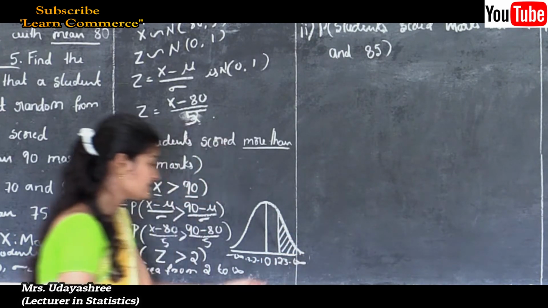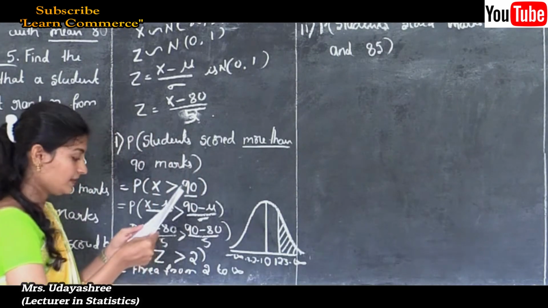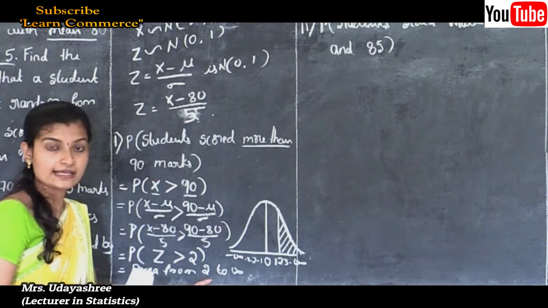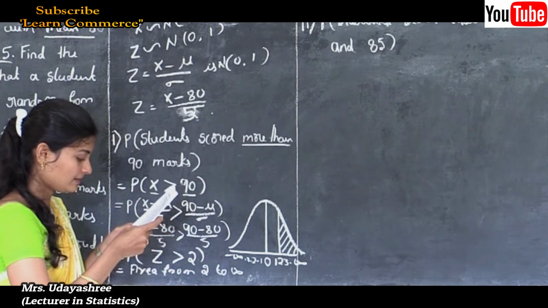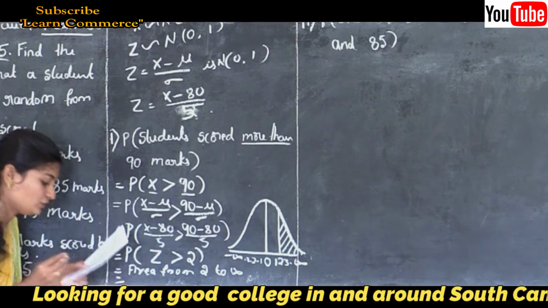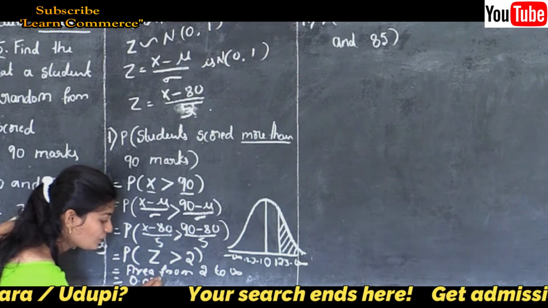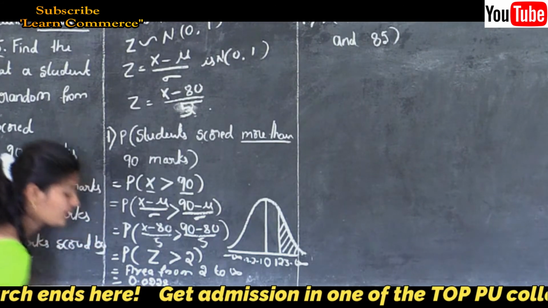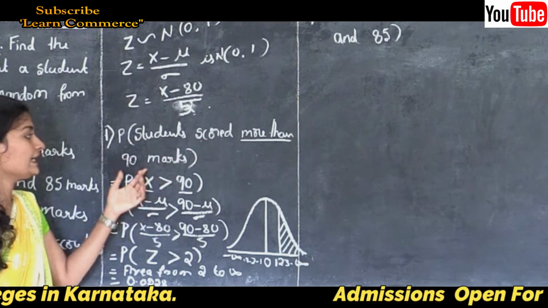Okay, now I will search this value in the statistical table. Here Z takes a positive value, so here the table value is 0.0228. This is the calculated answer for the probability of students who scored more than 90 marks.